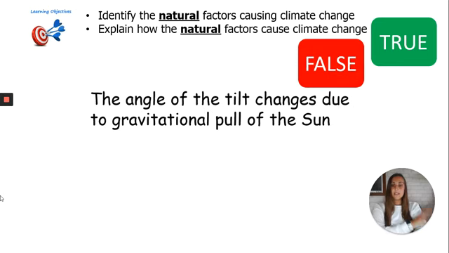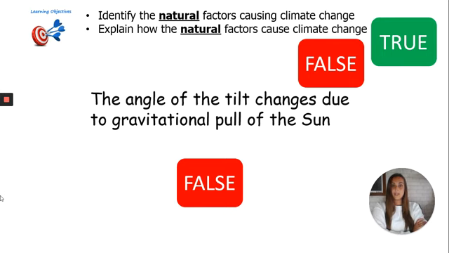The angle of the tilt changes due to the gravitational pull of the sun. So that's the Earth's tilt that I showed you that changes every 41,000 years. Is that caused by the gravitational pull of the sun? That is false. It's caused by the gravitational pull of the moon.